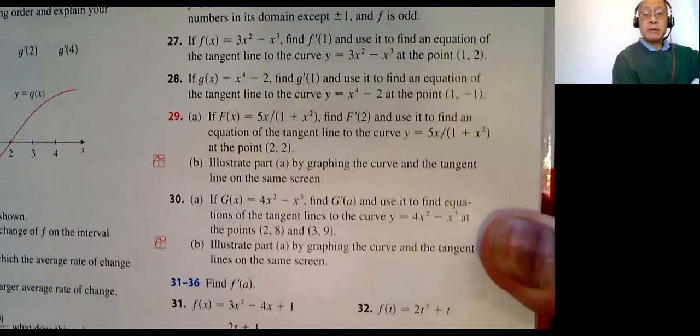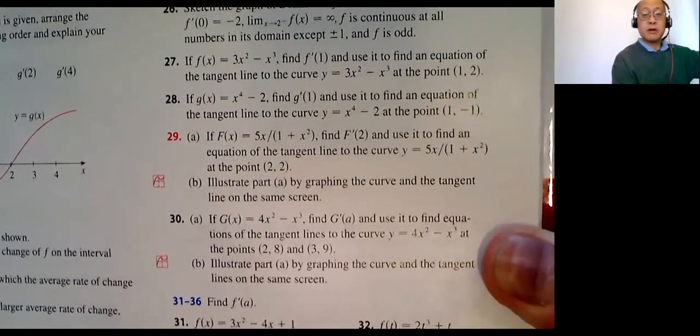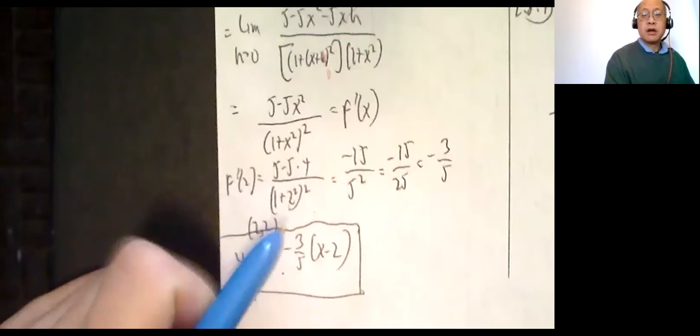Where was it? Let me double check that. 2.29. No, I have it right. It is a 0.22. 29. And maybe I was looking at 27 temporarily. Yeah, I think I'm good. Anyway, so just plug in 2.